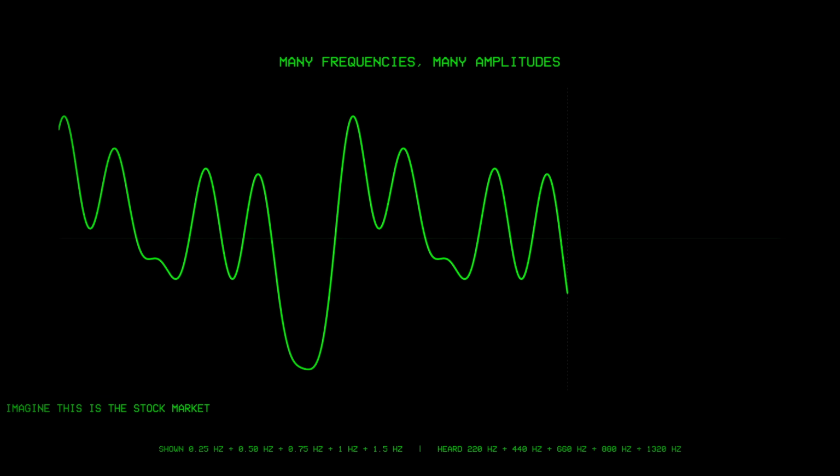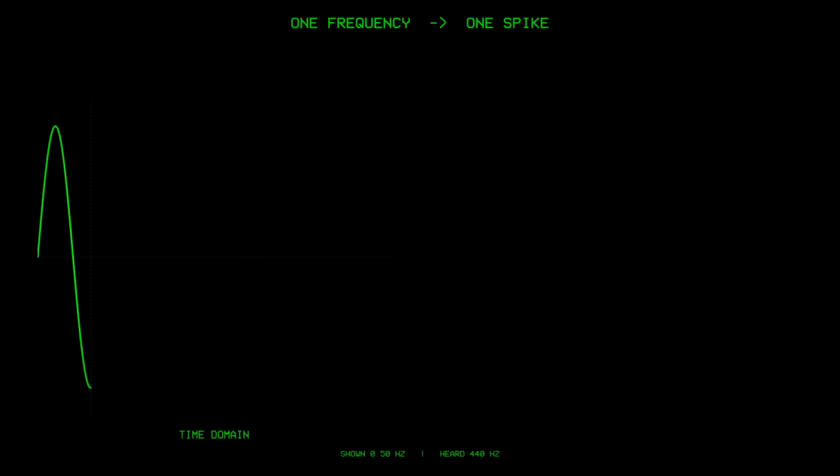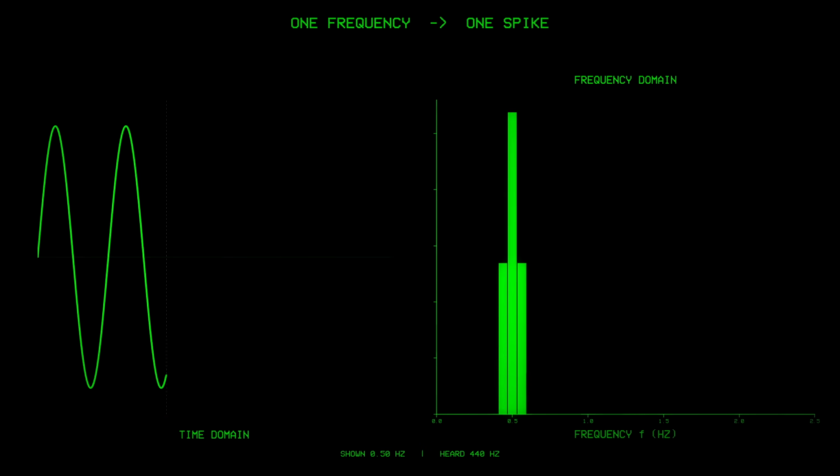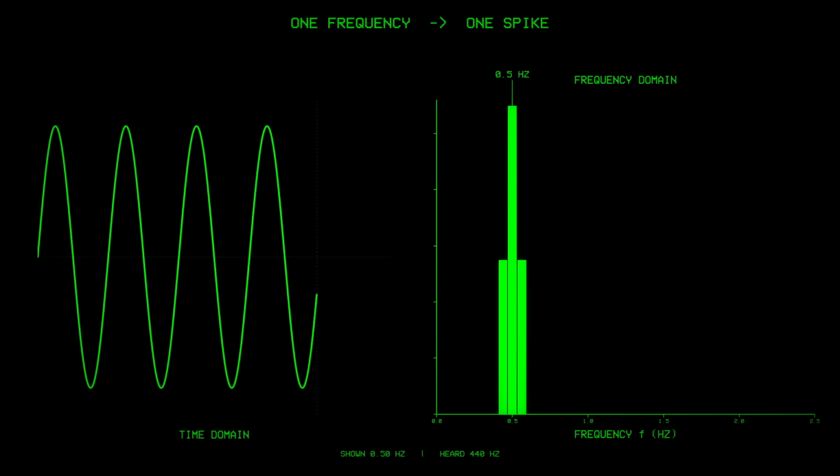So let's go back to the single frequency wave. Applying the Fourier transform to this signal spits out a new signal. But this new signal isn't just showing the wave over time, it's showing the wave's ingredients. It shows you the pure frequencies comprising the original time-based signal. We've now moved from the time domain over to the frequency domain.